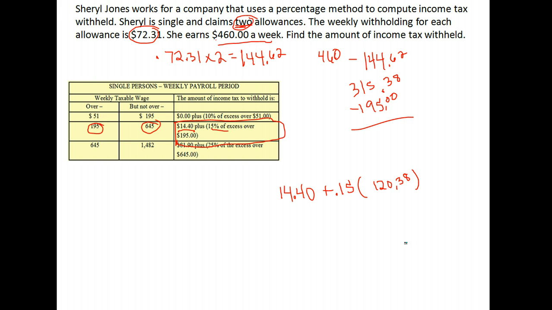Multiply that by the 0.15, we get $18.06. We add that to our $14.40, and we are going to be in business here. We add that and we get $32.46. So finally we have our answer. She will pay $32.46. She'll have that withheld from her check for income tax.